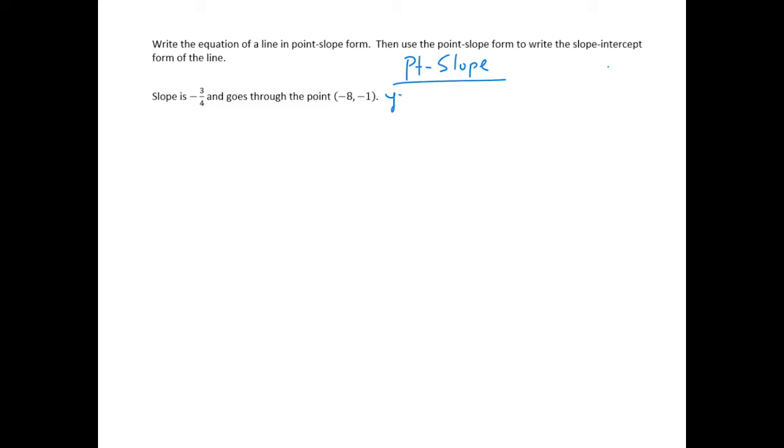y minus y1 equals m times x minus x1, where the line has slope m and passes through the point x1, y1.